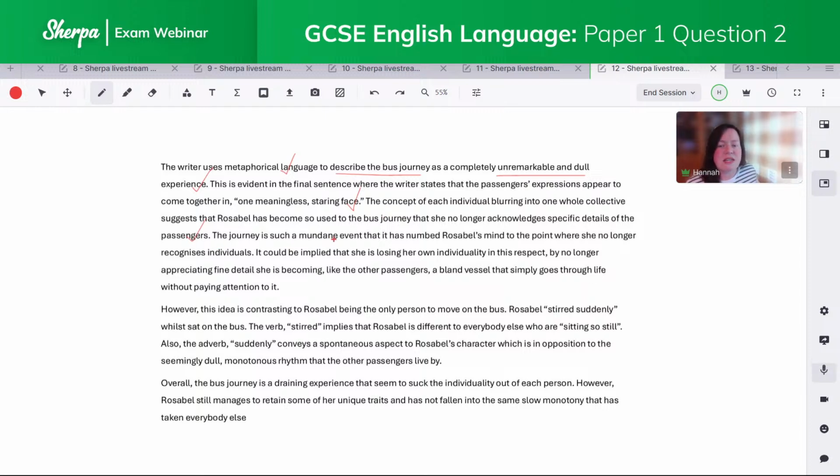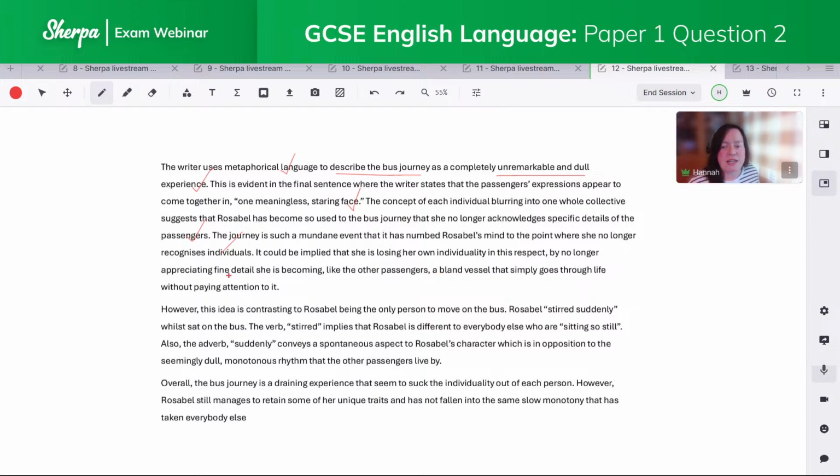The journey is such a mundane, so boring, event that it has numbed Rosabelle's mind to the point where she no longer recognises individuals. So this is where this student starts to expand on their idea a little bit more. They start to explain how it links to Rosabelle and what it's showing about her in a bit more depth. It could be implied that she is losing her own individuality in this respect. So she's losing her sense of who she is. She's just another person in a big group of other people. She's not herself. She's not special or anything like that.